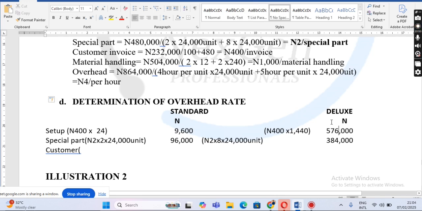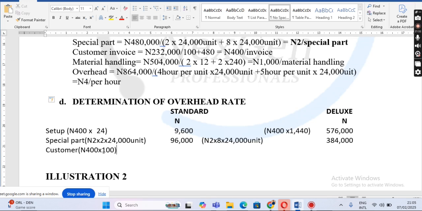Customer invoice, right? So now, where is the customer invoice? You can see that we added these two together, which means that for standard, we use 100, right? For dealers, we use what? 480, right? We need to get the cost. Don't forget that it is 400 naira per invoice. So how many invoices did the standard have? So we have 400 naira times how many invoices do we have for standard? It is 100. You can see it here.